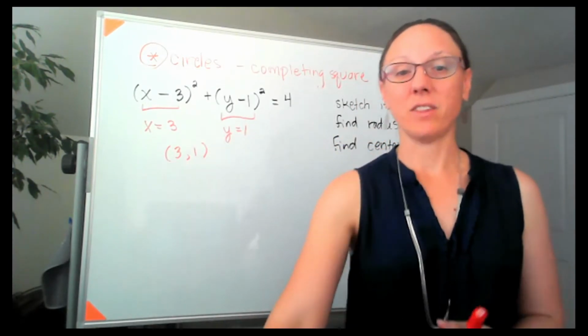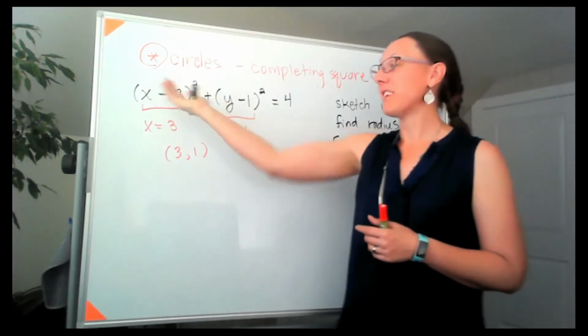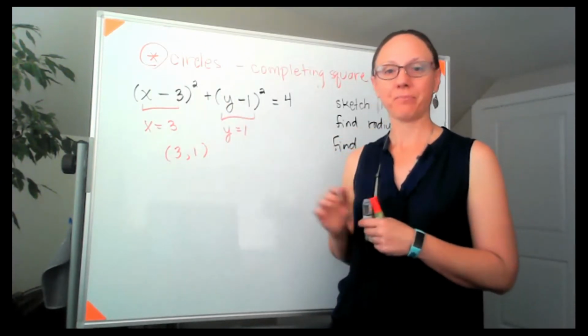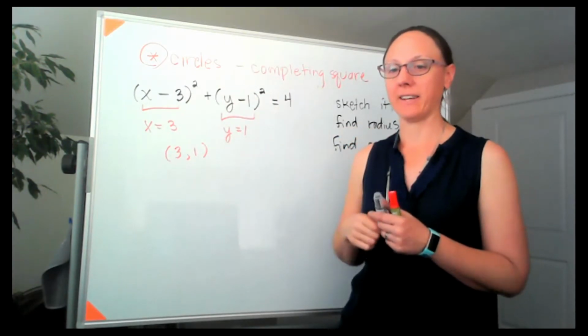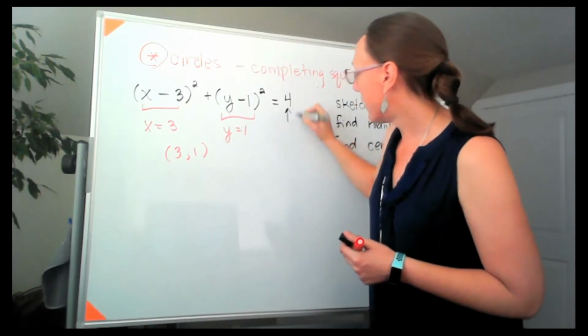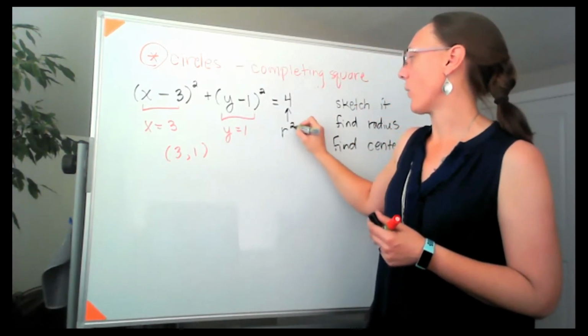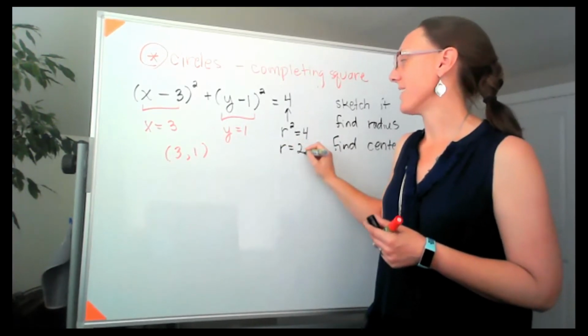The next piece is finding the radius. If it's in this standard form already, where we've got these two perfect squares and a number on the right-hand side, then this number is equal to the radius squared, which tells me my radius is going to be 2.